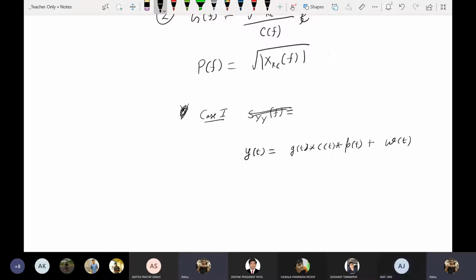Yes, sir. We are missing one thing. So see, RT is GT convolved with CT plus WT, and you convolve the entire received signal with PT. That's what you do, right? Yes, sir.